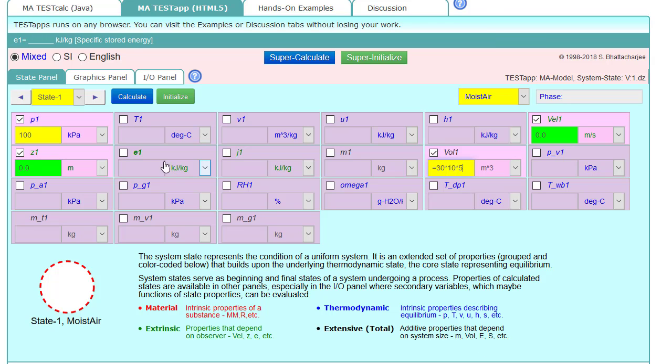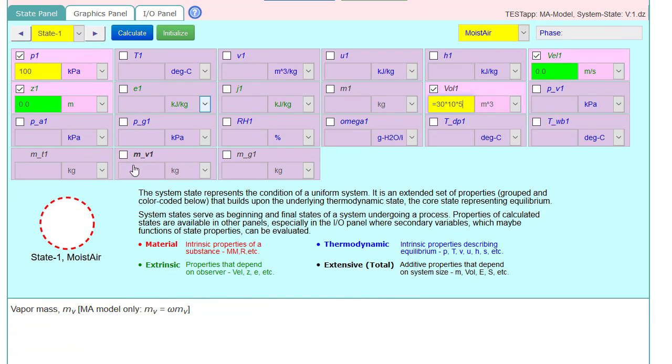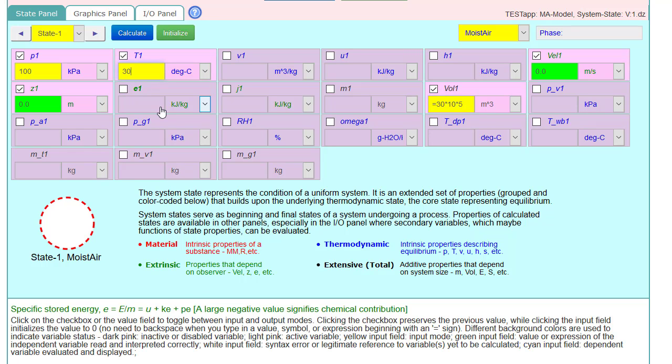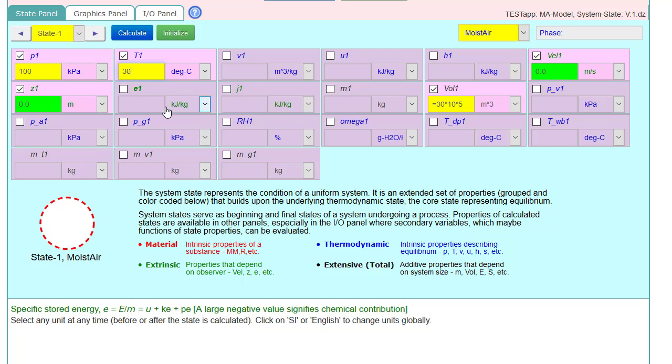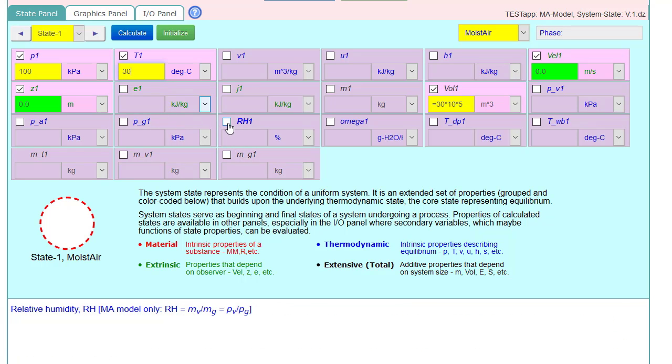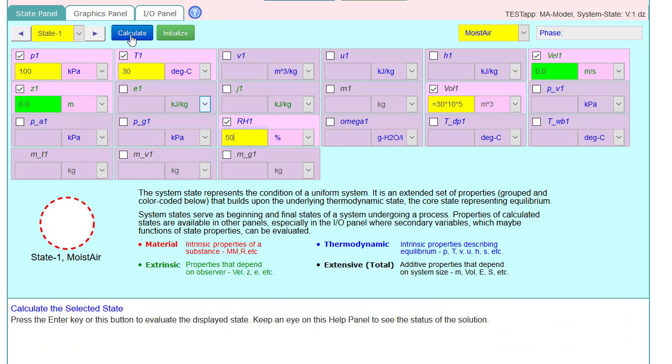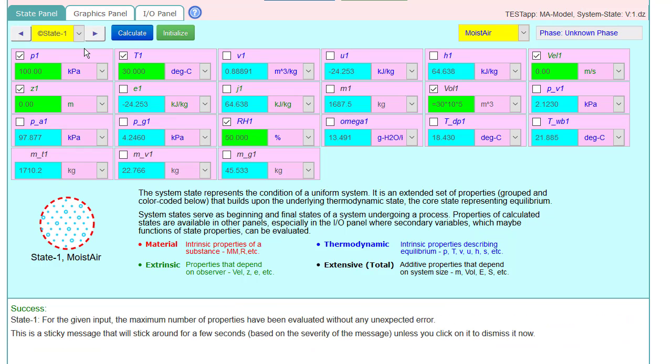And then for state 1, it says the dry bulb temperature, which in the moist air model, you can see when you scroll over T1 on the bottom there in blue, it defines T as the dry bulb temperature in this model. So we'll change that to 30 degrees C as stated for state 1, and it told us that the relative humidity was 50%. So let's calculate. Now on to state 2.